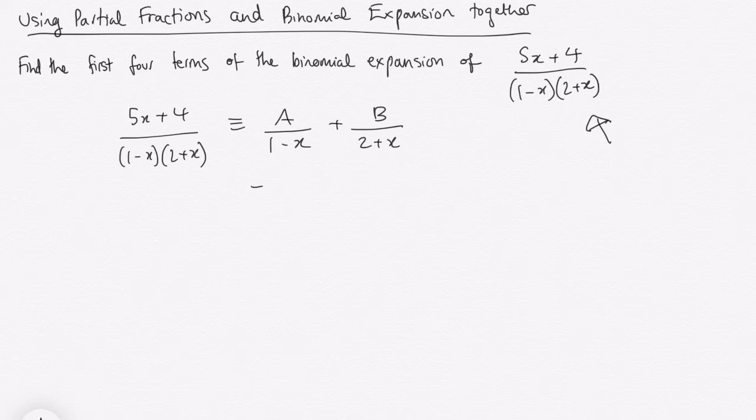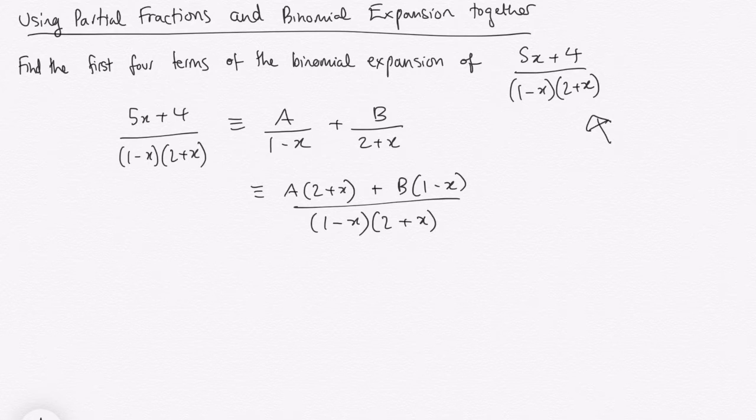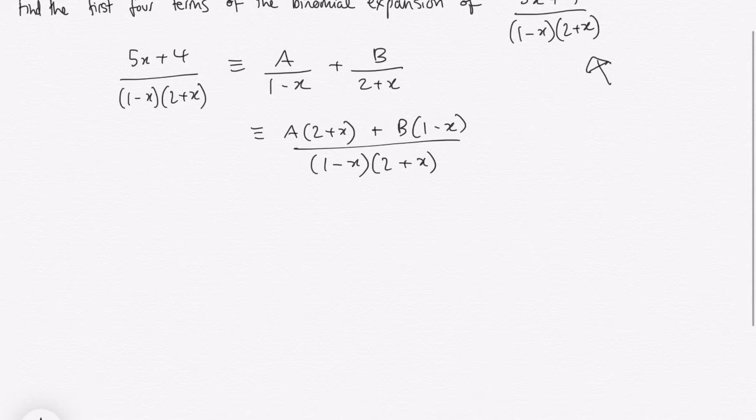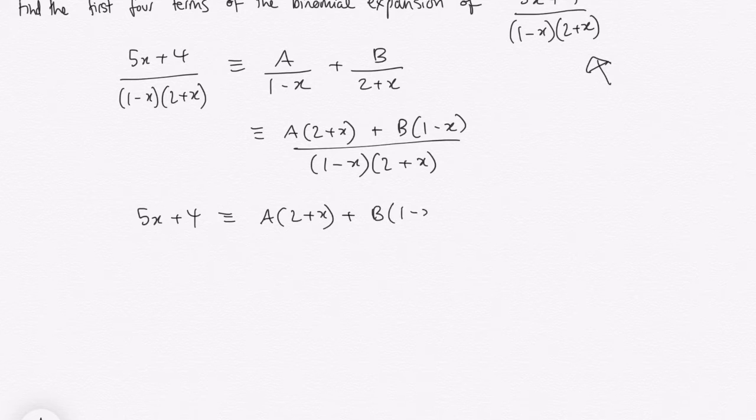Writing this with a common denominator, this is A lots of 2 plus x plus B lots of 1 minus x, all over (1 minus x)(2 plus x). Because this is an identity and is true for all x, our numerators must also be identical. So we have 5x plus 4 is identical to A lots of 2 plus x plus B lots of 1 minus x. And then just selecting sensible values of x.